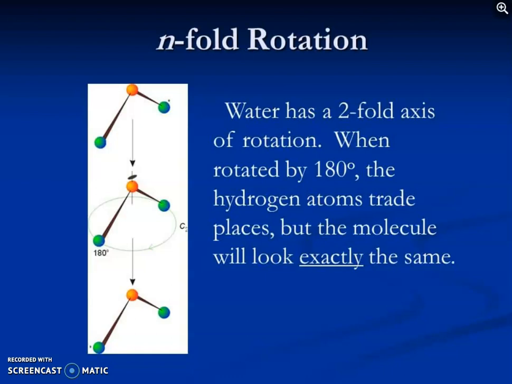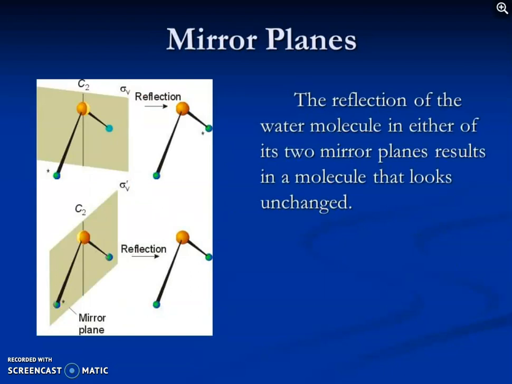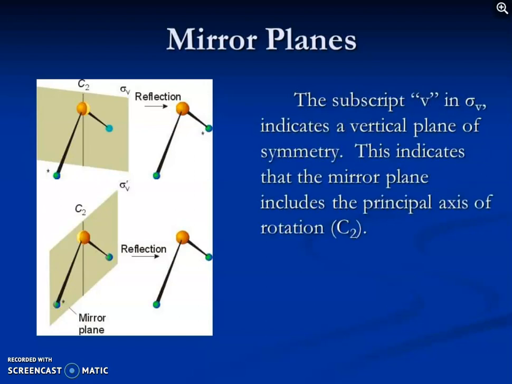You can see here. So, mirror plane. What is the mirror plane? The reflection of the water molecule in either of its two mirror planes results in a molecule that looks unchanged. So, you have sigma v and sigma v prime mirror planes. The subscript v in sigma v indicates a vertical plane of symmetry. This indicates that the mirror plane includes the principal axis of rotation.